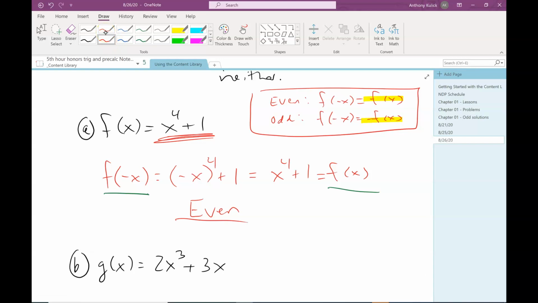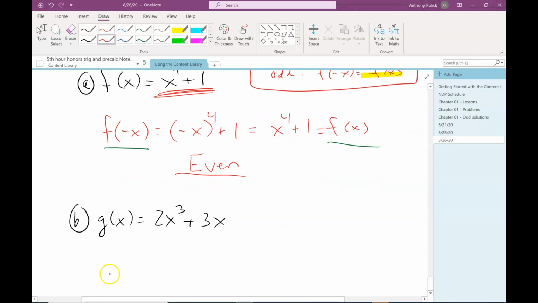So the next one, g of x equals 2x cubed plus 3x. Well, we're going to start with g of negative x. So everywhere there's an x, I'm going to replace it with a negative x. What's negative x to the third? Well, negative x to the third, right? And then times 2 gives me negative 2x to the third. And then 3 times negative x is negative 3x.